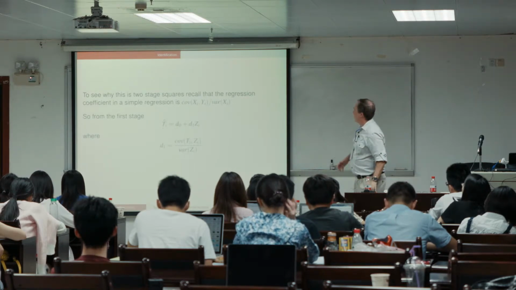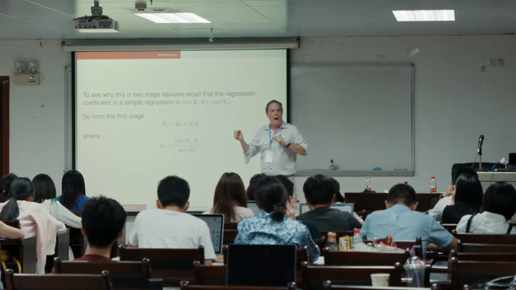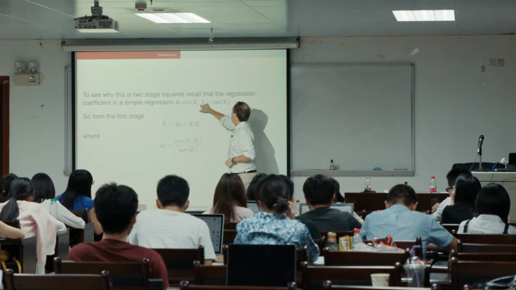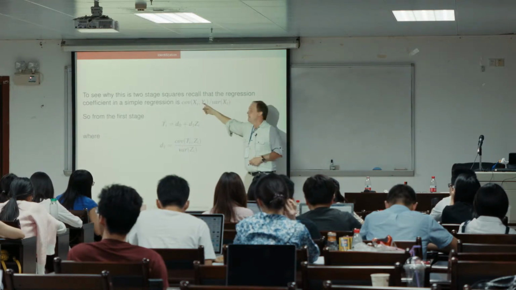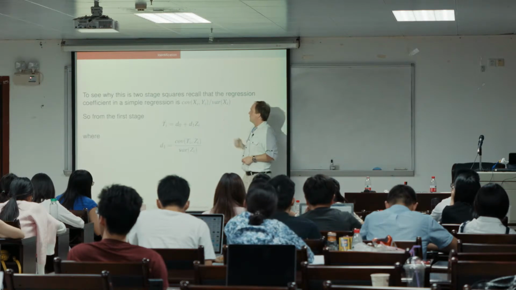Remember that everything I have now is just simple regressions. If I run a simple regression of y on x, what's the slope coefficient? It's just the covariance of x and y divided by the variance of x. Econometrics 101, you learn this. We're just going to use this thing twice.